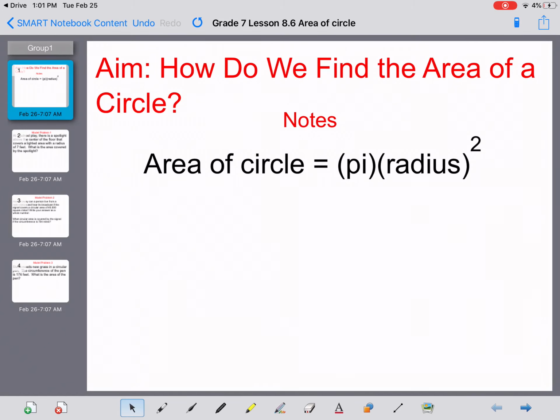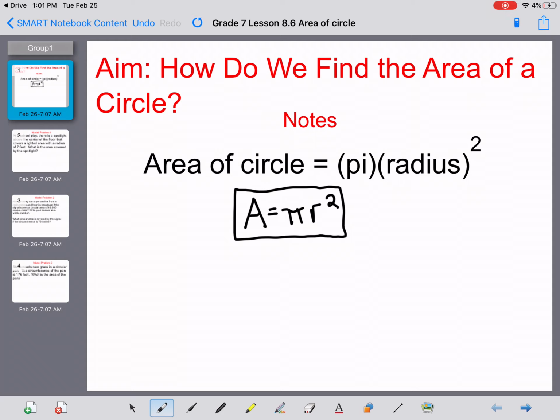Today's lesson is on how do we find the area of a circle. The formula for the area of a circle is pi times the radius squared. So the area equals pi r squared. Since it's the area, we are talking about the space that the circle takes up.